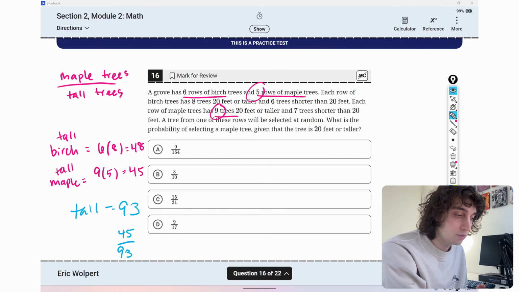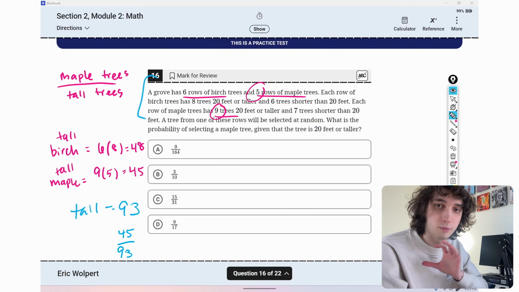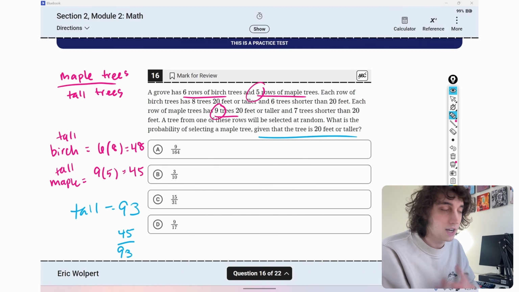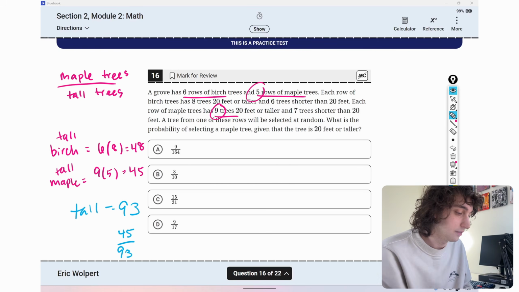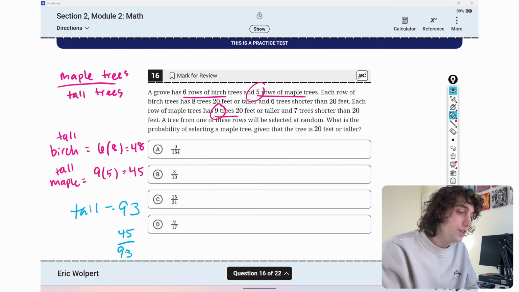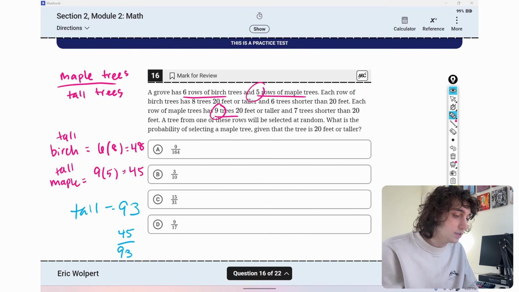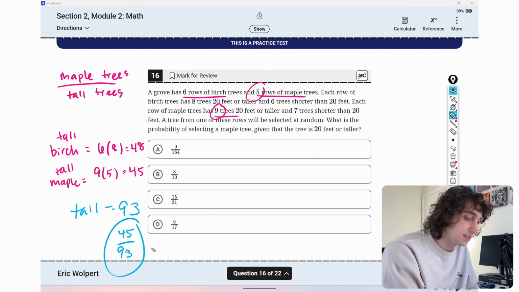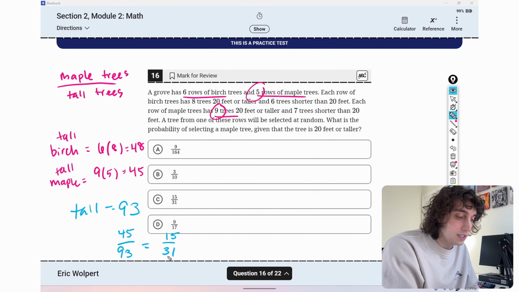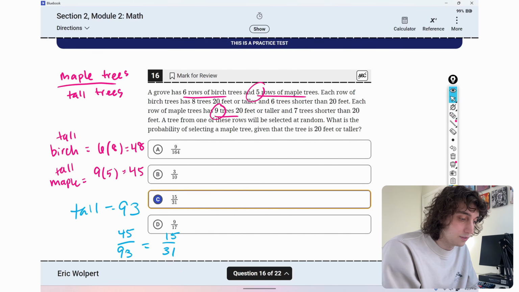And we were able to better parse the paragraph and figure out what information was relevant because we first looked at the question and got an idea of what we're actually solving for. However, you might notice none of these answer choices are 45 over 93. That's because fractions on the SAT are always presented in simplest form, and this is not simplest form. We can divide both the numerator and the denominator by 3 to get 15 over 31. That's going to be your simplest form fraction.